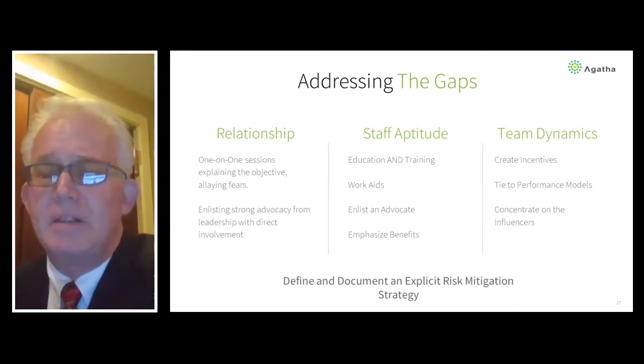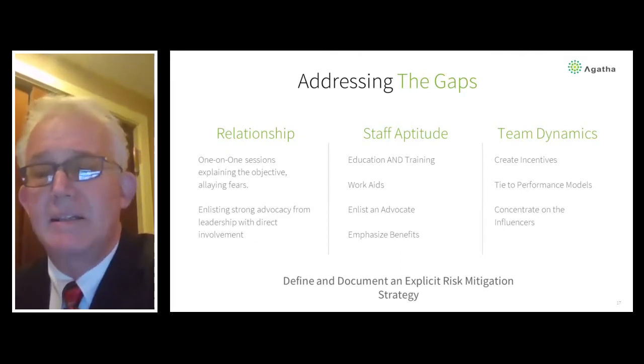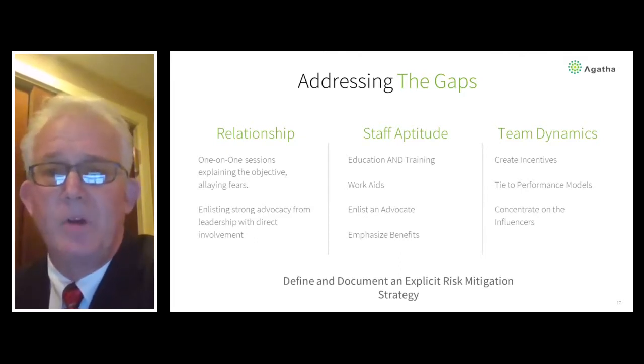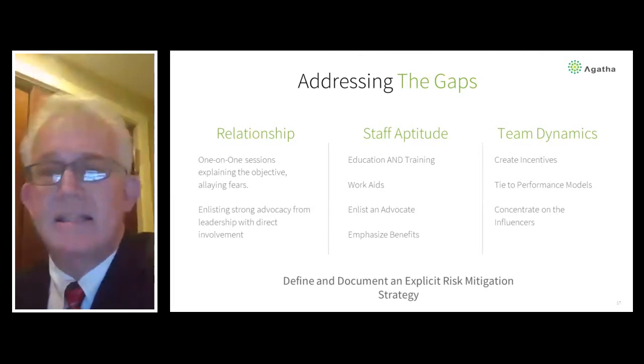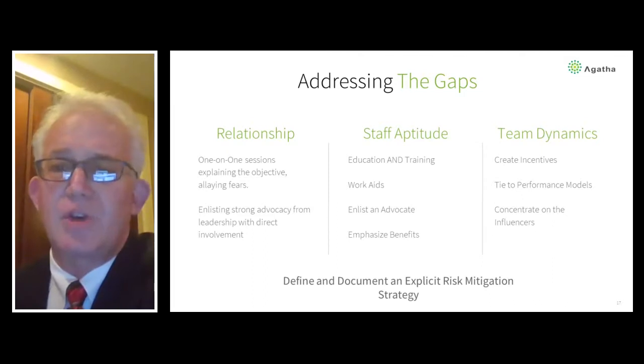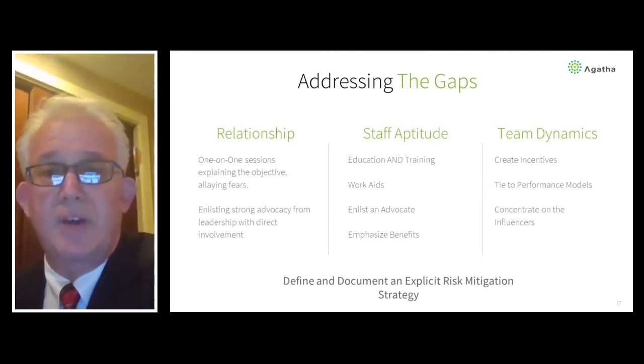There's change management tricks and techniques like enlisting advocates explicitly to talk about what you're doing, act as influencers within the site, and then emphasizing the benefits to the site and sometimes realigning incentives, if you will. I have that over on team dynamics of creating incentives, tying it to performance models, and concentrating on the influencers again.